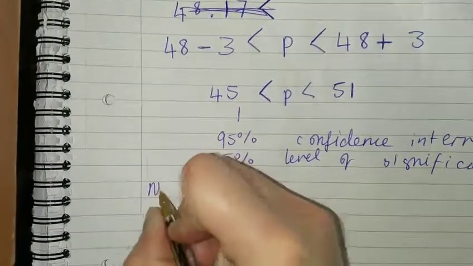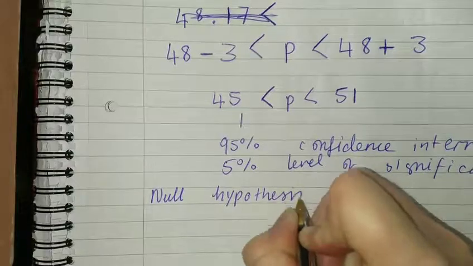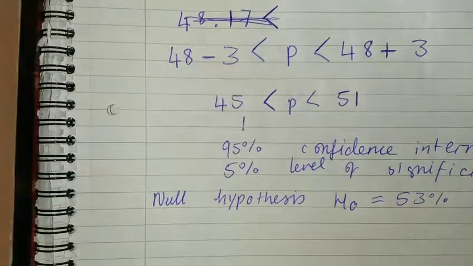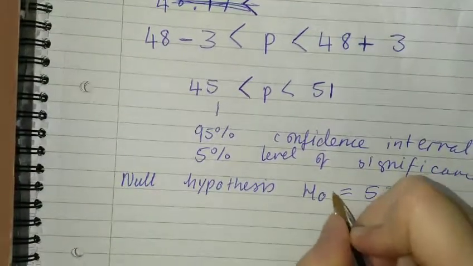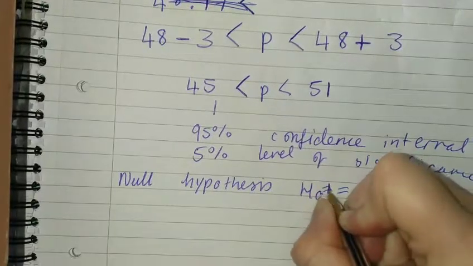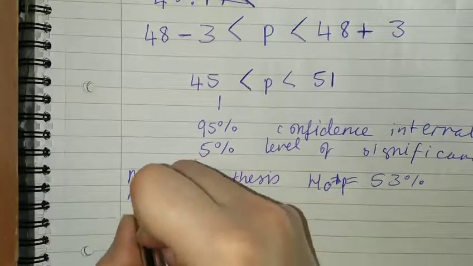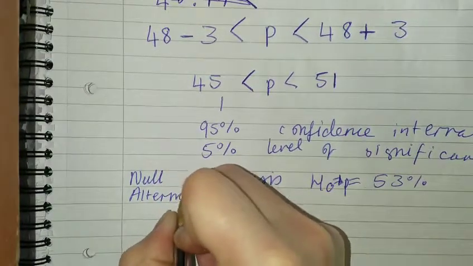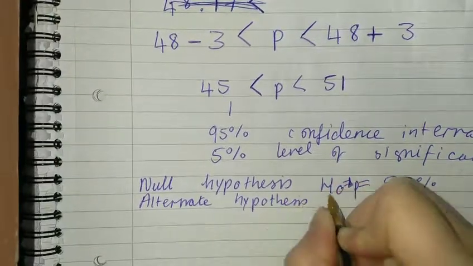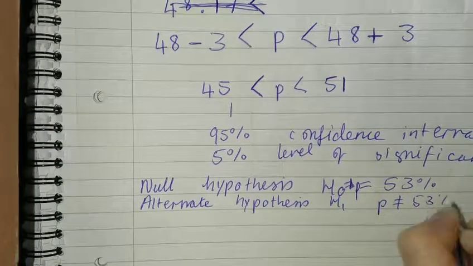First we call a thing the null hypothesis. So we say that their claim is true. We call H0 the null hypothesis, which says the proportion of people supporting, P, is equal to 53%. And then the alternative hypothesis, which we call H1, is that what the party is saying is not true, that P is not equal to 53%.